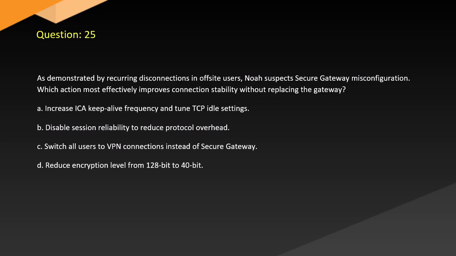Question 25. Demonstrated by recurring disconnections in off-site users, Nolan suspects a secure gateway misconfiguration. Which action most effectively improves connection stability without replacing the gateway? A. Increase ICA keep alive frequency and TCP idle settings. B. Disable session reliability to reduce protocol overhead. C. Switch all users to VPN connections instead of secure gateway. D. Reduce encryption level from 128-bit to 40-bit.